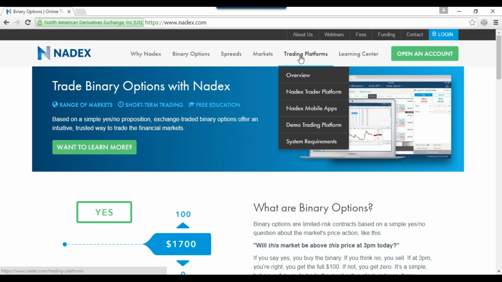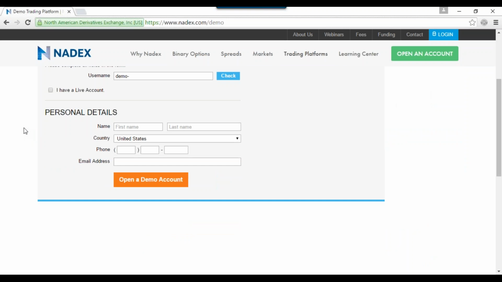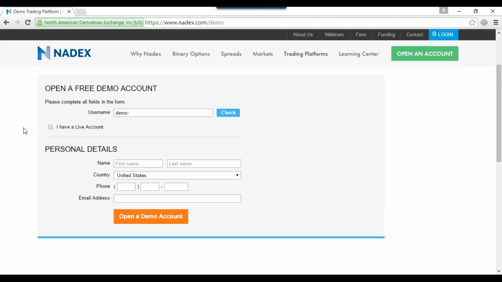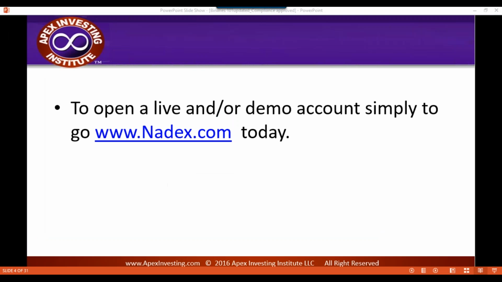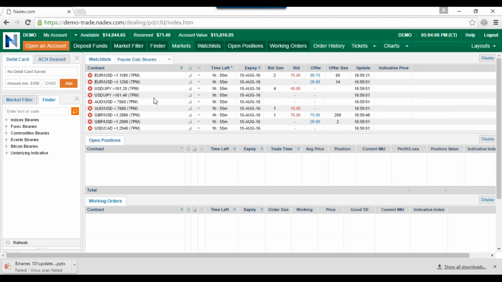I also want to bring your attention over here under trading platforms. You've got the online Nadex trading platform. They also have a mobile app. But also right here, demo trading platform. If you don't have one of these already, hop on and get one right now, even while we're on this webinar. Nadex will give you a free $25,000 demo account, and all you have to do is select a username, fill out some quick information, and hit open a demo. In just a few moments, you'll get an email with a temporary password. You can use that and your username and log right in.